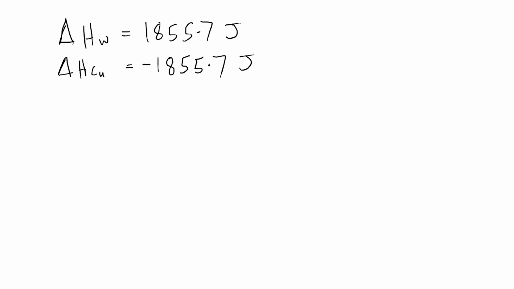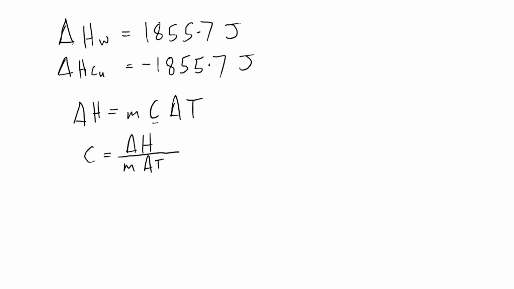Now what we want to do is calculate the specific heat of the copper. So we have the expression delta H equals m c delta T. We want to rearrange that to make C the subject, because we're calculating the specific heat of copper. So C equals delta H, and then we divide both sides by m and delta T to get C by itself: delta H over m delta T. Apologies if my deltas sometimes look like A's. So the delta H we just calculated is minus 1855.7. The mass of the copper is 71.68.